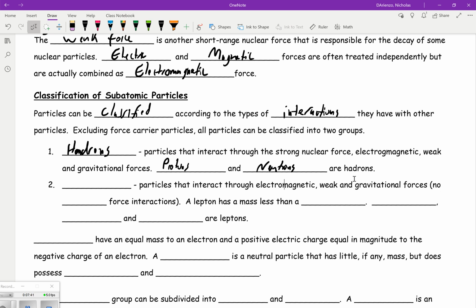The other group are what we call leptons. And leptons are particles that are going to interact through the electromagnetic, weak, and gravitational forces, but not the strong force interactions. A lepton has a mass that is less than that of a proton.